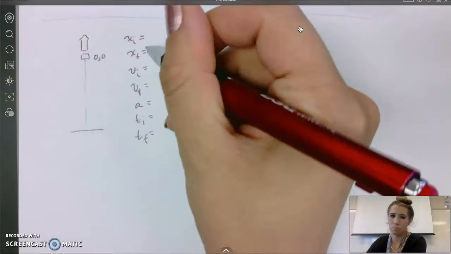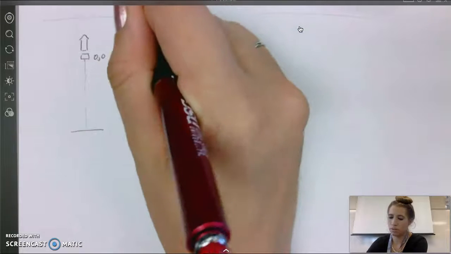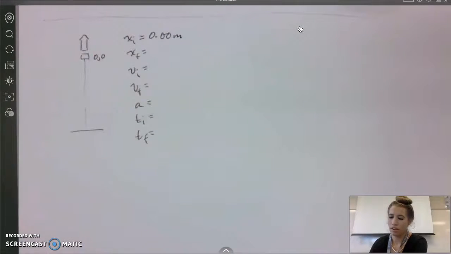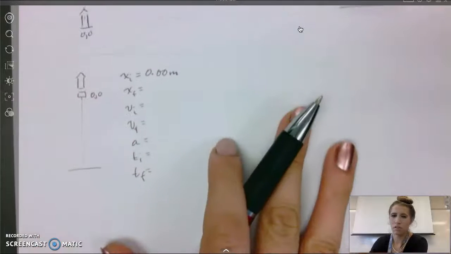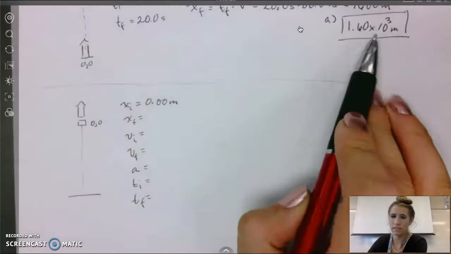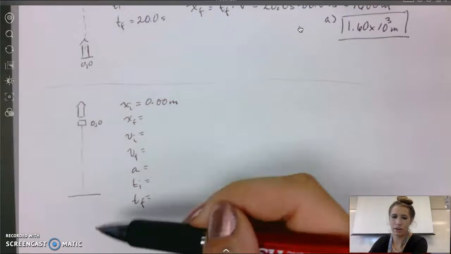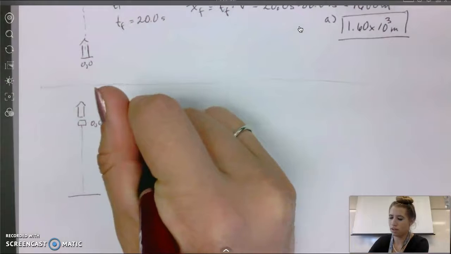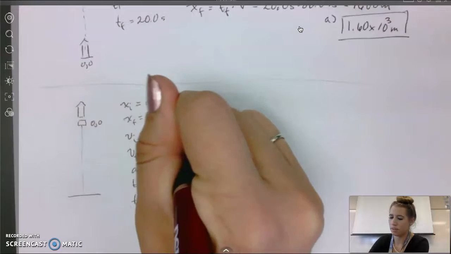X initial, because I chose this to be my origin, it's going to be 0 meters. Okay. X final is this distance that it fell, and we solved for that last time. But see how it's in the negative direction from where it fell? So this is going to be negative 1.60 times 10 to the third.